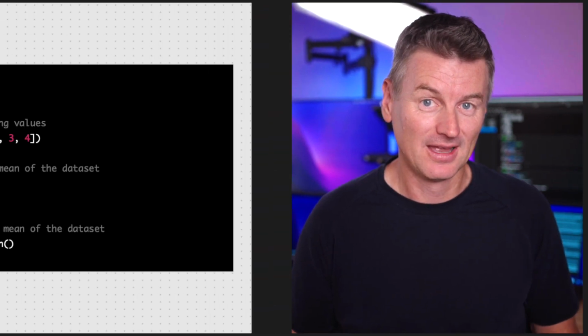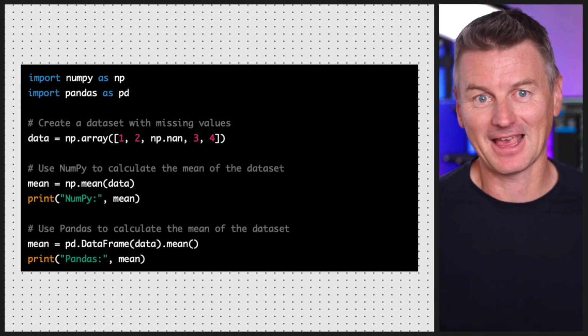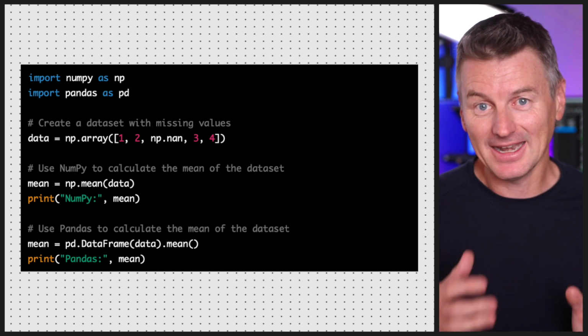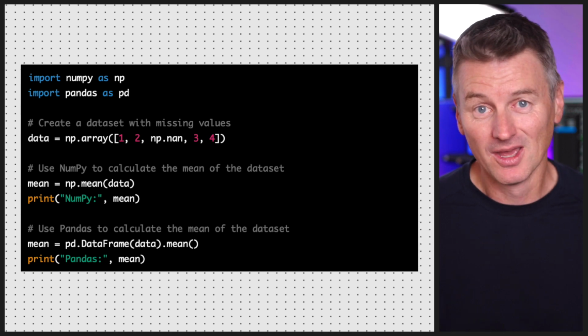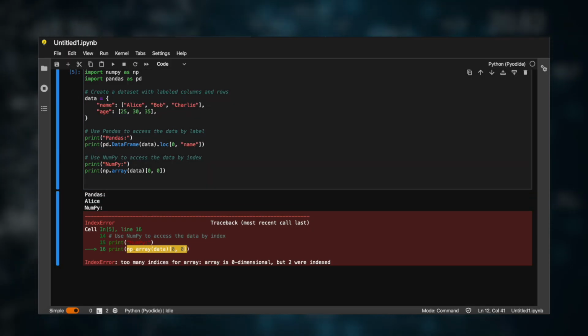In addition to performance, there are other important differences between NumPy and Pandas. One difference is the way that NumPy and Pandas handle missing and incomplete data. Pandas provides convenient functions for handling missing values and imputing them using various methods. In contrast, NumPy doesn't provide native support for missing data and requires data scientists to use additional libraries or custom code to handle missing values. Now, here's an example that shows how NumPy and Pandas handle missing values in a dataset. And in this example, Pandas is able to calculate the mean of the dataset by ignoring the missing value, while NumPy returns an error because it doesn't know how to handle the missing value.